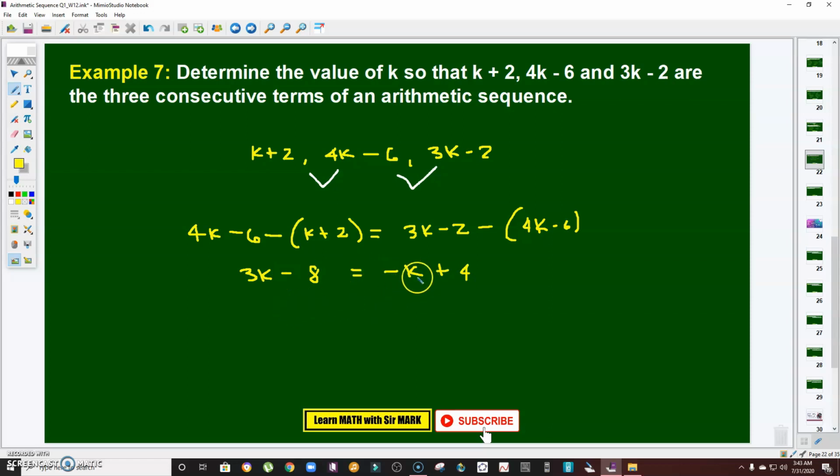So, this will become 4k equals 8 plus 4, that will be 12. So, clearly, k equals 3. The value of k is 3. Now let's verify if it is really arithmetic. If k is 3, that will be 3 plus 2, which is 5. 4 times 3 is 12 minus 6, that's 6. And lastly, 3 times 3 is 9 minus 2, that's 7. So clearly, it is arithmetic with a common difference of 1. So the answer here is k equals 3.